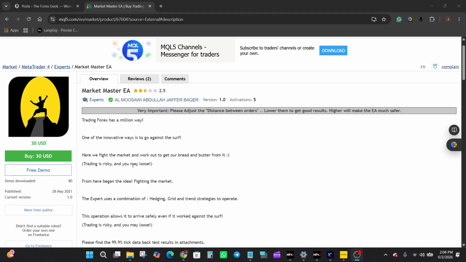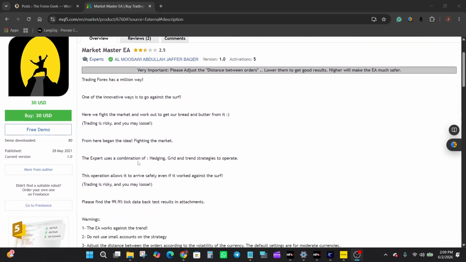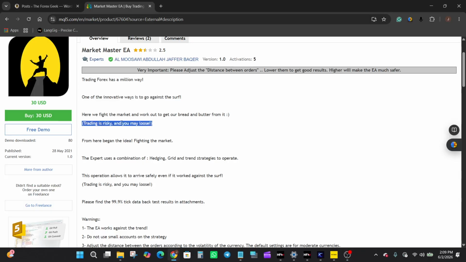Now, looking at the developer notes, the EA is described as a strategy that goes against the market, combining hedging, greed, and trend-based approaches to operate in different conditions. There is also an important warning here that trading is risky and losses can occur, which is clearly emphasized throughout the description.